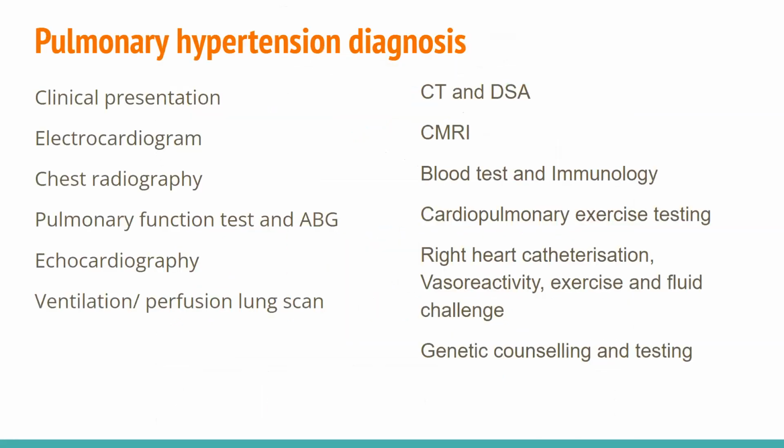So how do we go about diagnosing a pulmonary hypertension? Based on the clinical presentation of the patient, electrocardiogram, chest X-ray, pulmonary function test and ABG, echocardiography, VQ scan, CT and DSA, MRI, blood test immunology, cardiopulmonary exercise testing, right heart catheterization, vasoreactivity testing, and fluid challenge, genetic counseling and testing.